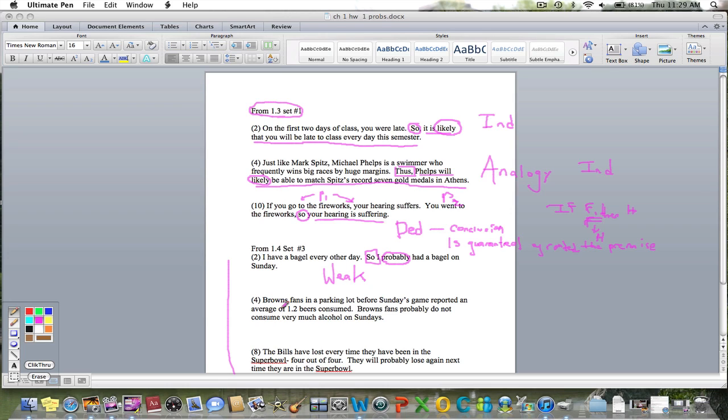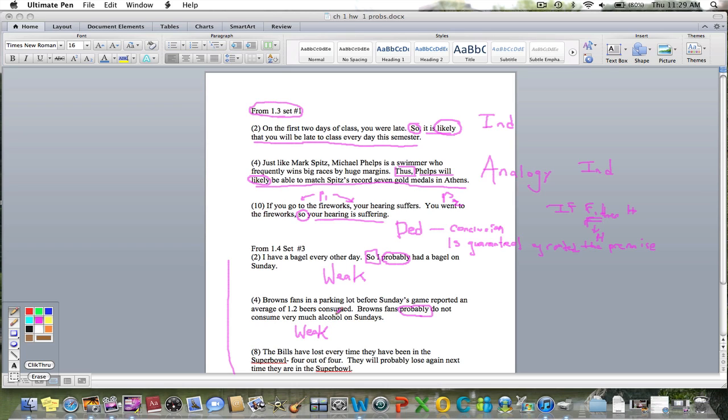Going on to number 4, a little bit of a different one, pressing on some other kinds of things, but this one's also going to be weak. Let me give you some thoughts on why that's the case. Again, we have the word probably, and our conclusion here is in the end. It is the second sentence here. The reason given that the Browns fans probably don't consume very much alcohol on Sundays is that there was a survey in a parking lot before a game and the people said they had 1.2 beers on average.